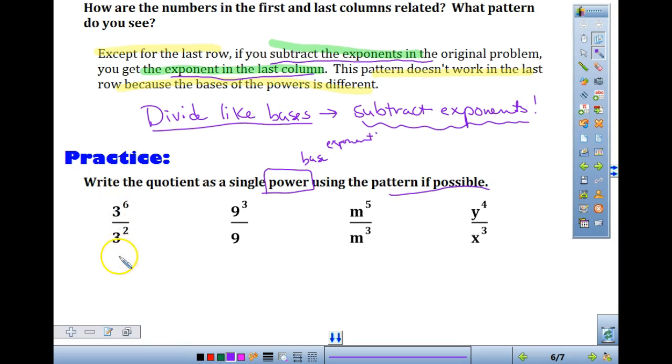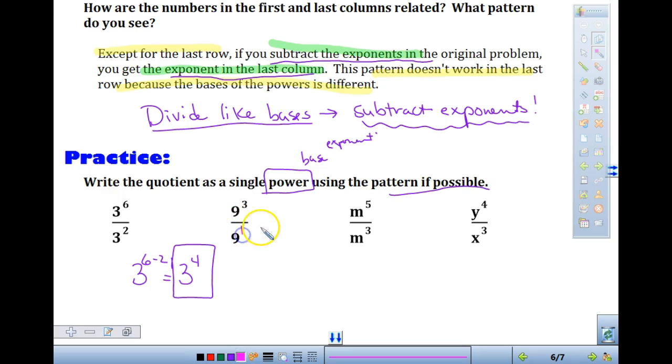So we're going to start off. And our pattern says, oh, we have like bases, right? Like bases dividing. I'm going to take 3 and I'm taking 6 minus 2. Those are my 2 exponents. And I get 3 to the 4th. And I'm leaving it as a power. This 9 is to what power? 1. So I'm taking, this is equal to 9 to the 3 minus 1.